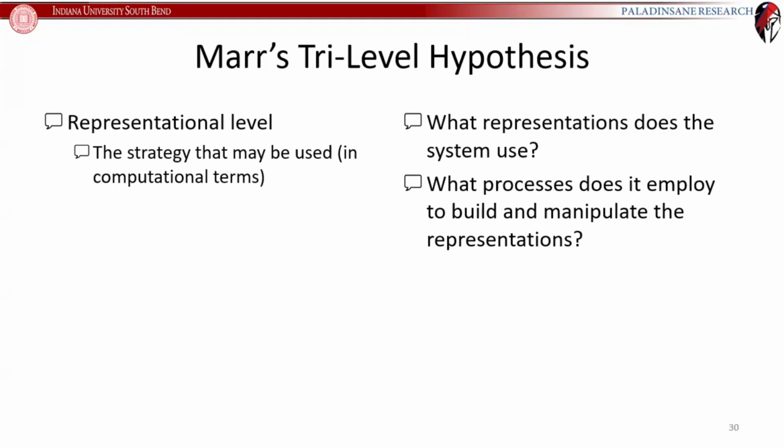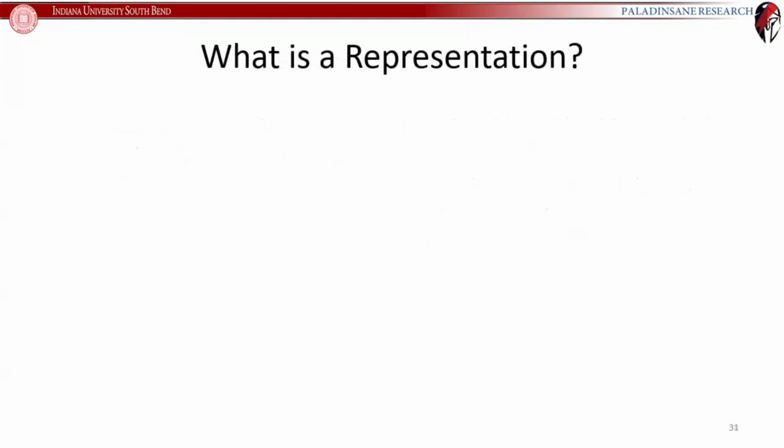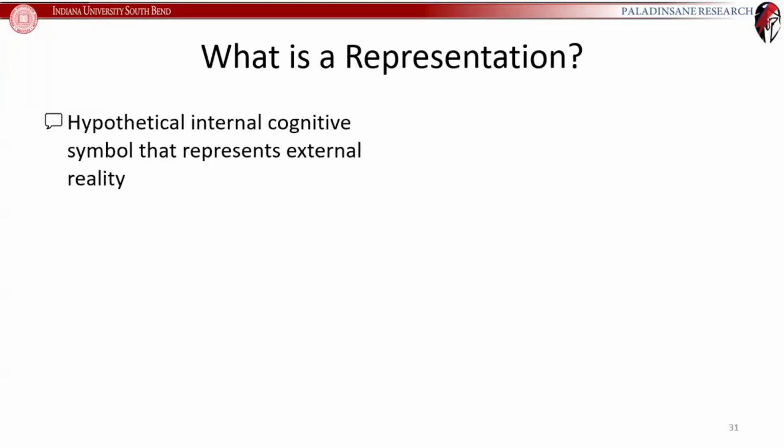So we've been kind of talking around this. It might seem obvious, but let's make it explicit. What is a representation? So we've been talking about, this represents that, that represents this. You have representations in your mind. What is a representation? Well, it's a hypothetical internal cognitive symbol. That just means it's something that exists in your mind, and it stands in for external reality. So it is your model of external reality that's in your mind. That's what we mean by a representation.